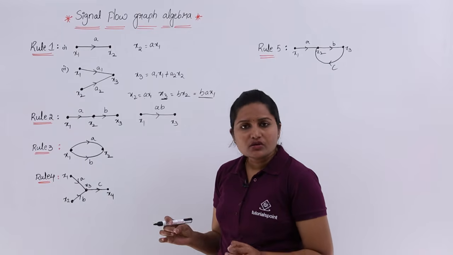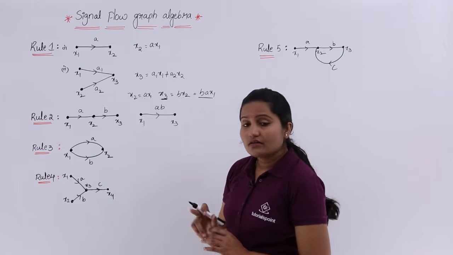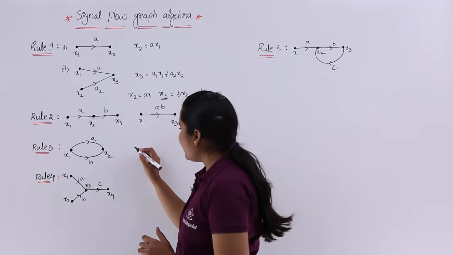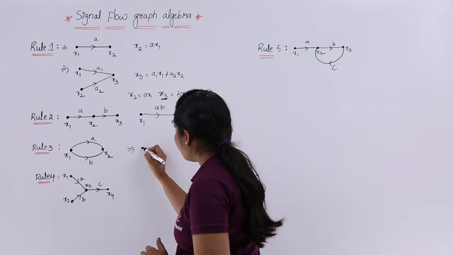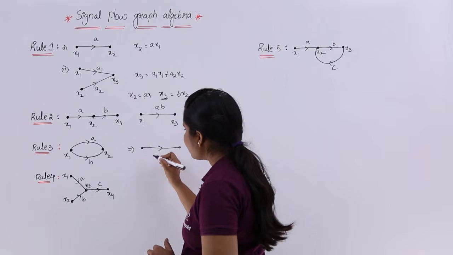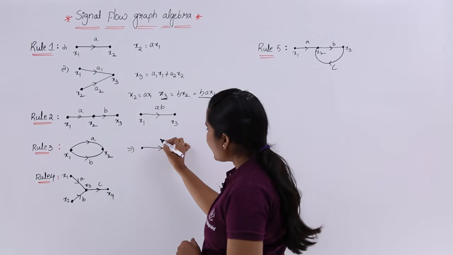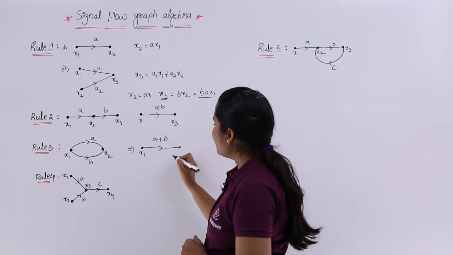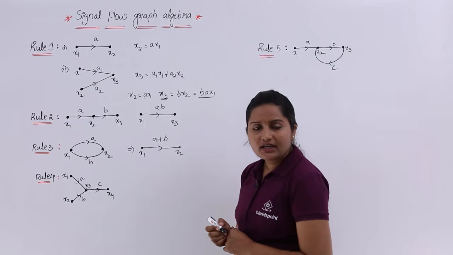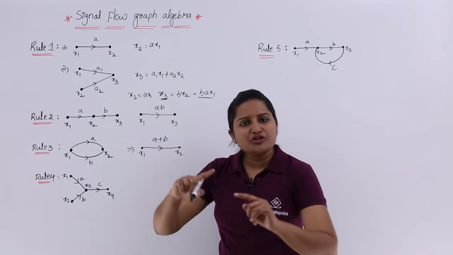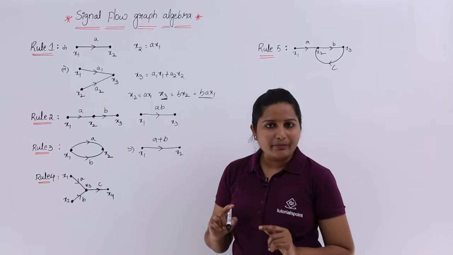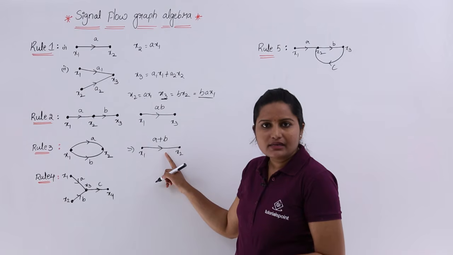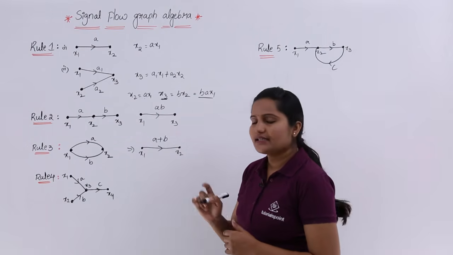Now coming to rule number 3. If your nodes and branches are like this, then you can consider these two branches as parallel branches and make them a single branch between the same two nodes, and that branch gain will be equivalent to a plus b. Here x1, x2 are the two nodes, and we are having two branches. If you are having parallel branches, then you can reduce them to a single branch by adding the parallel branch gains as the resultant gain.